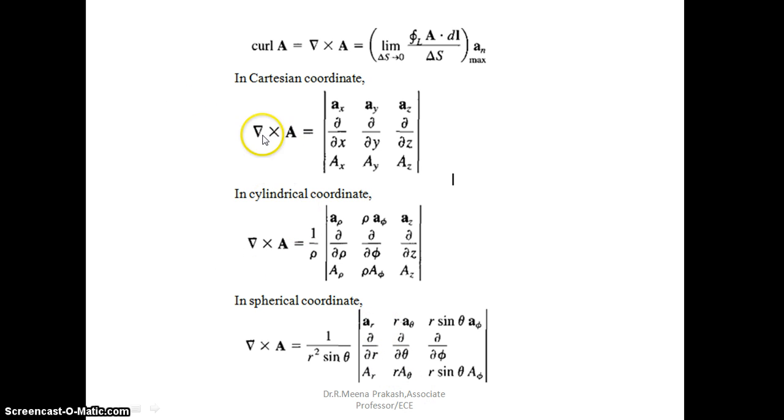So instead of writing a long equation, we can easily represent it in determinant form. Del cross A equals the determinant with rows: unit vectors ax, ay, az; then ∂/∂x, ∂/∂y, ∂/∂z; then Ax, Ay, Az.